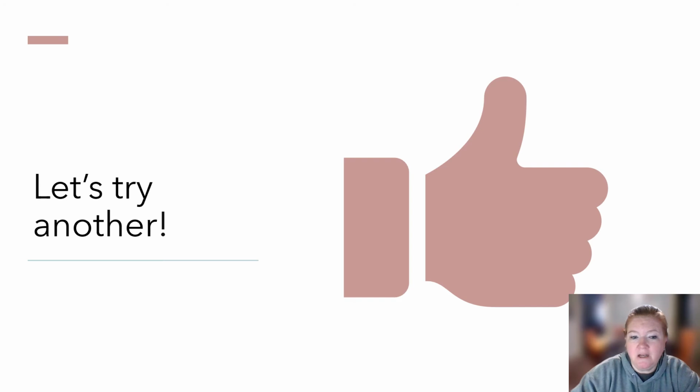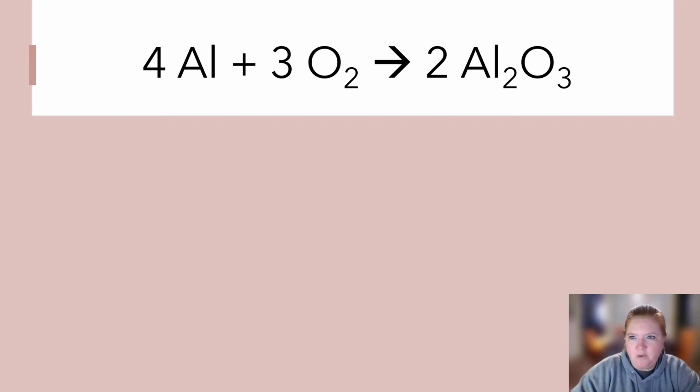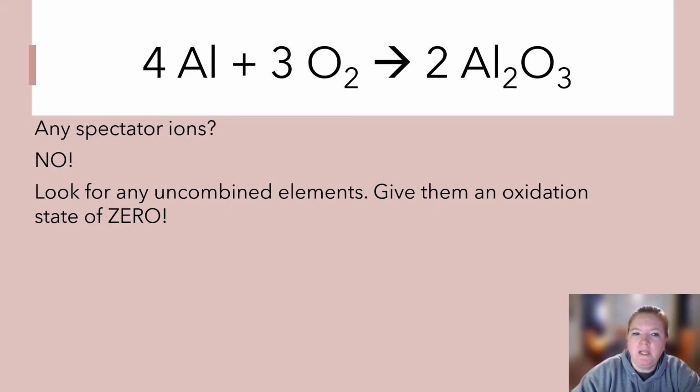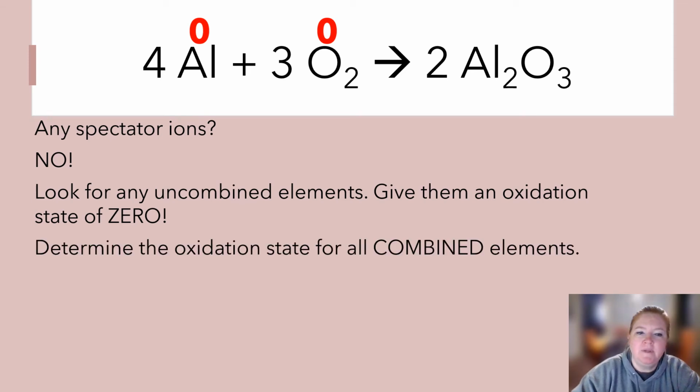All right, let's try another. We're going to move a little faster though. Here's our equation. Are there any spectator ions? Do we have something in a compound on both sides? Nope. All right, look for any uncombined elements. Give them an oxidation state of 0. There we go. Determine the oxidation states for all combined elements.